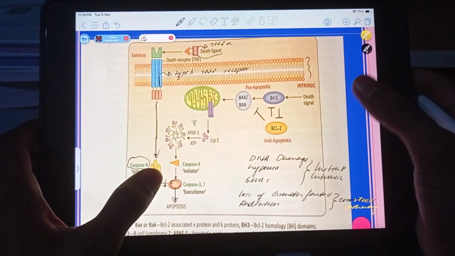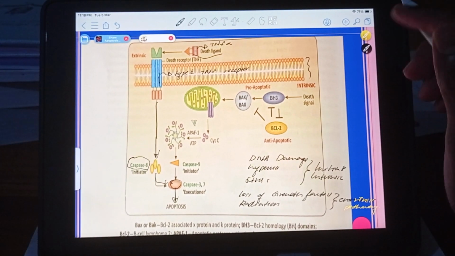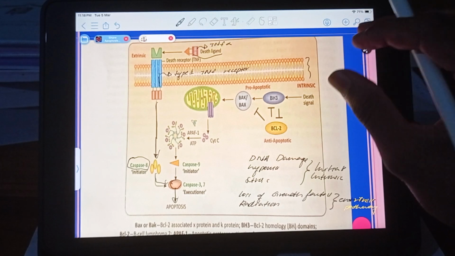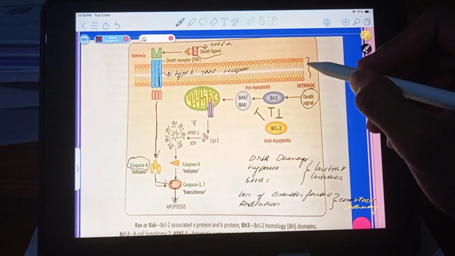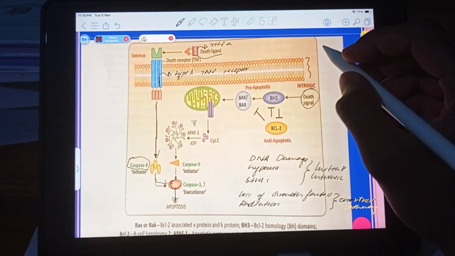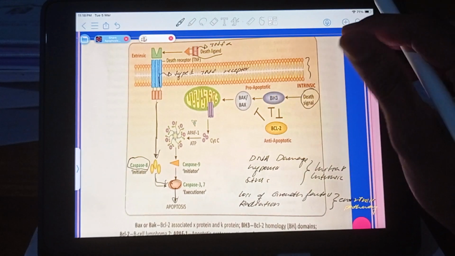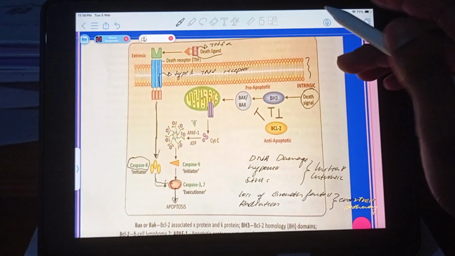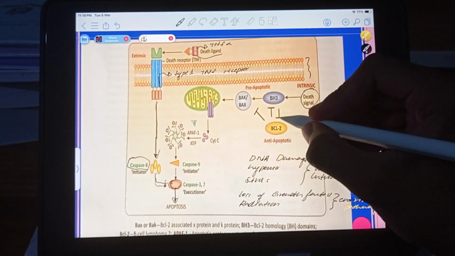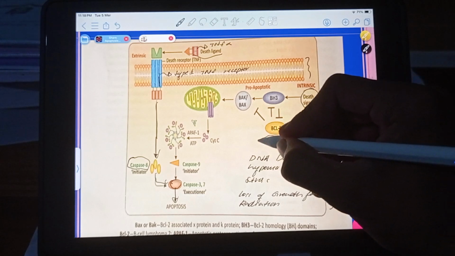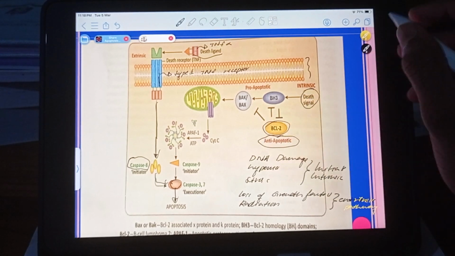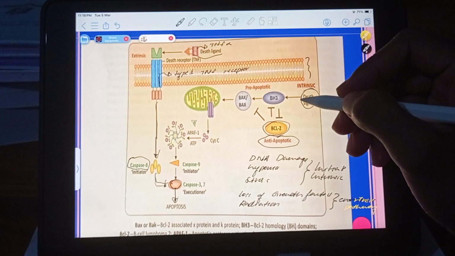So next, talking about the intrinsic factors. If there is any DNA damage, like I told, hypoxia, stress, so if there is any death signal, what will happen? We have to kill this cell. So the processes will occur to kill that cell. But actually in our body, an anti-apoptotic enzyme is there, BCL2. This is the anti-apoptotic enzyme.